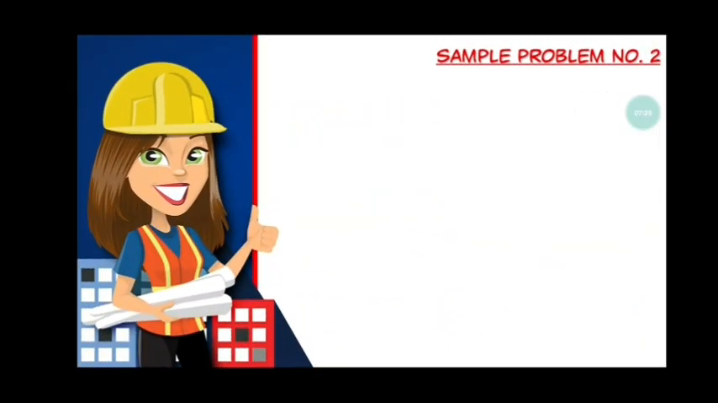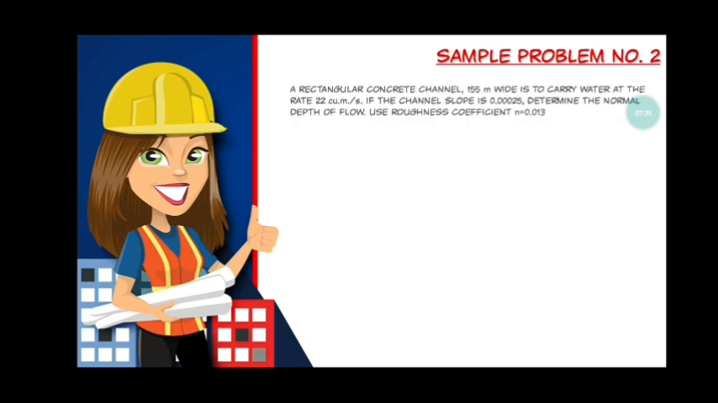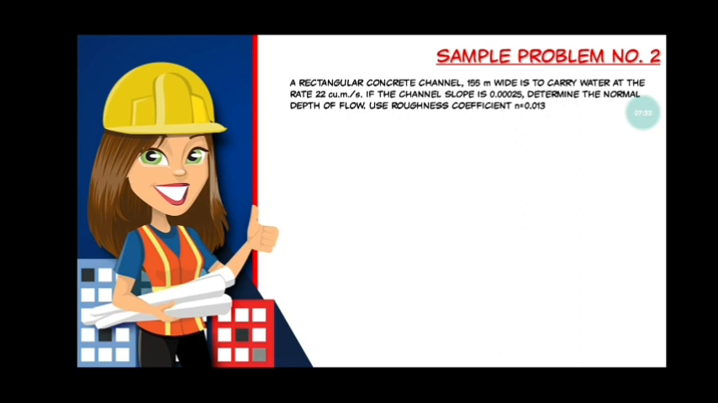In this part, let's have sample problem number 2. A rectangular concrete channel 1.55 meters wide is to carry water at the rate of 22 cubic meters per second. If the channel slope is 0.0025, determine the normal depth of flow. Use roughness coefficient n equal to 0.013.